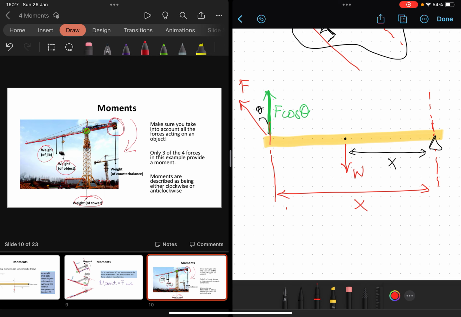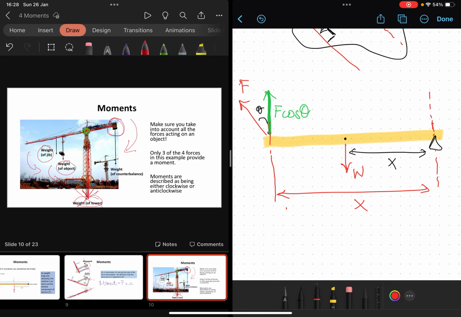The weight of the object, though, I think is going to try and turn the crane in that direction, as is the weight of the jib. But I don't think the weight of the tower itself is going to turn the crane at all. And the reason I think that is because the weight of the tower acts down vertically through the central column of that crane, and it's in line with the pivot. Okay, so it is not going to create a turning effect. So 3 out of those 4 are providing moments.